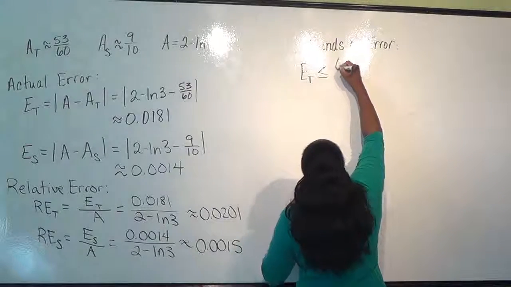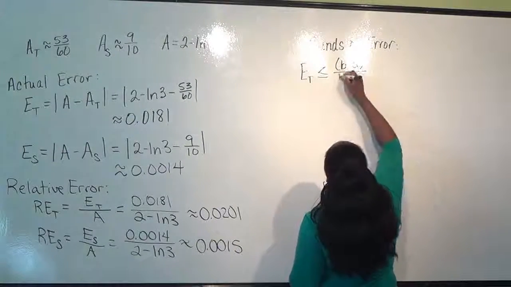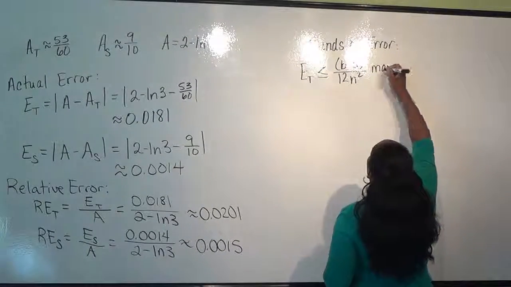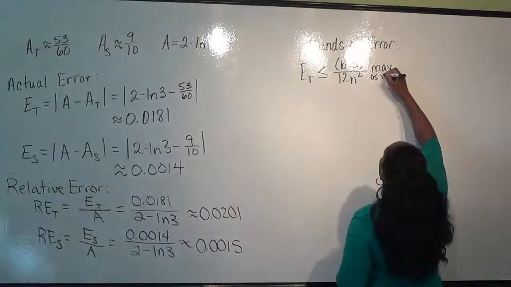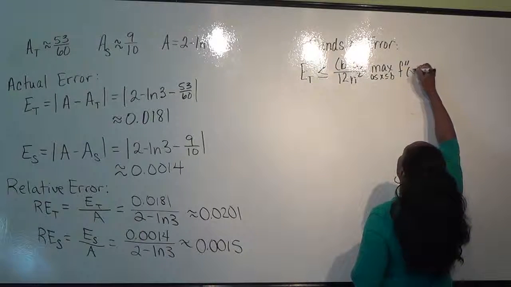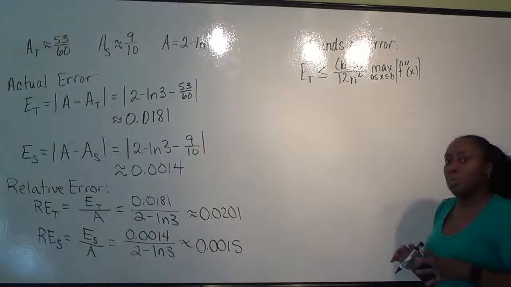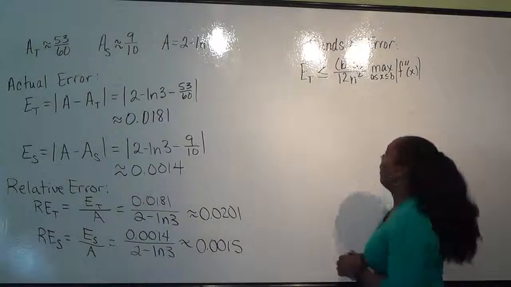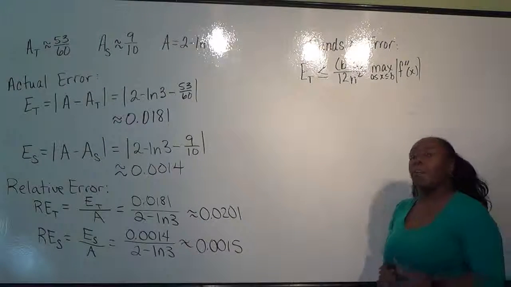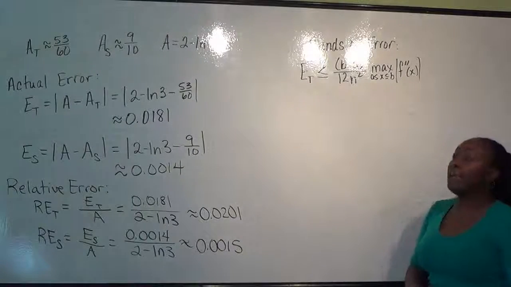It says that if I look at the cube of the length of the interval divided by 12n squared and multiply this by the max on the interval of the second derivative of our function. I'm going to put absolute values on there because we really do mean the distance there. This will tell me how big my error can be. Okay? Or another way to look at it, how small I can get it.